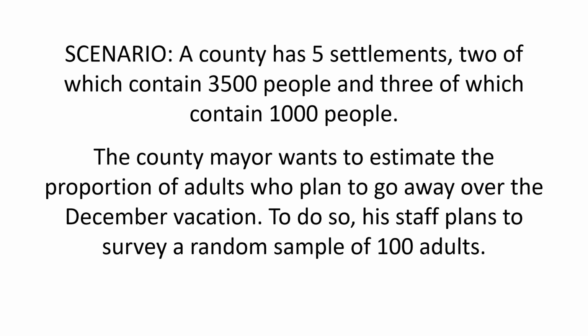And so here's the objective. The county mayor wants to estimate the proportion of adults who plan to go away over the December vacation. To do so, she gets her staff to survey a random sample of 100 adults. The question is, what are the different ways that sample of 100 adults can actually be obtained?